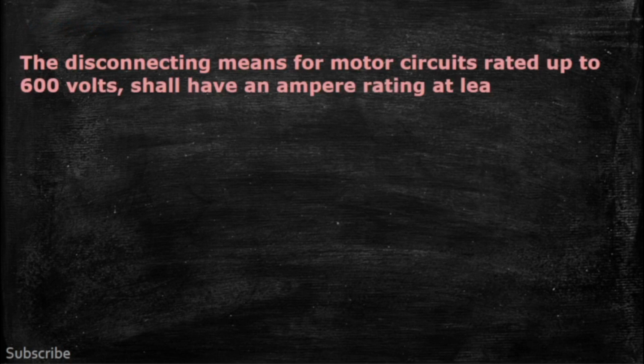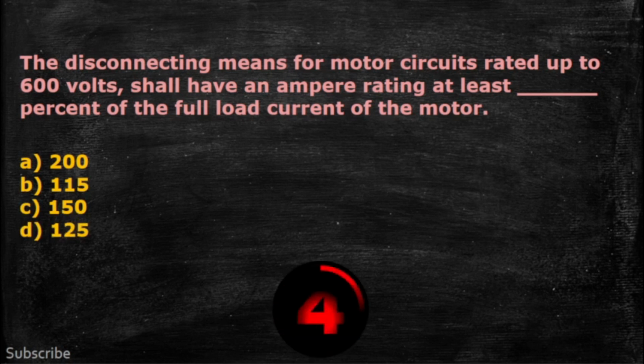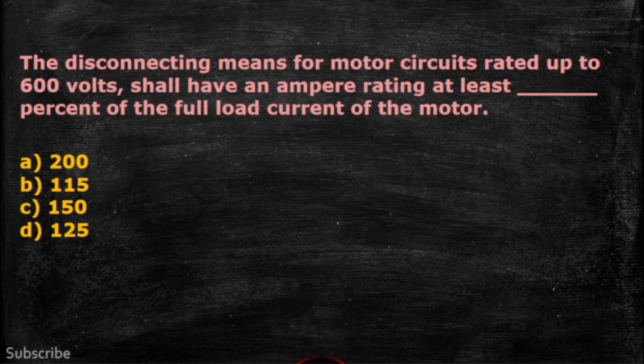Question number 20. The disconnecting means for motor circuits rated up to 600 volts shall have an ampere rating at least blank percent of the full load current of the motor. A. 200, B. 115, C. 150, D. 125. The correct answer is letter B. 115%.